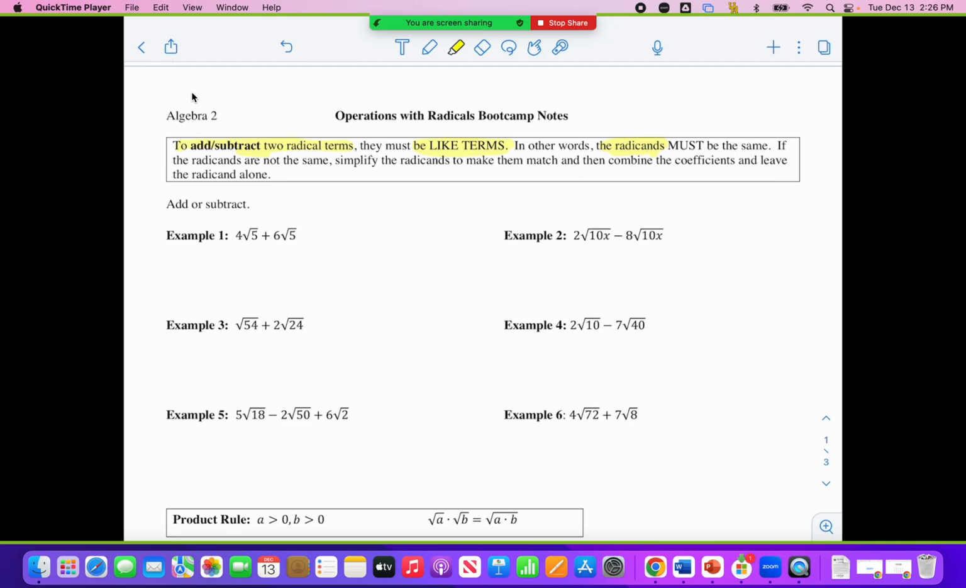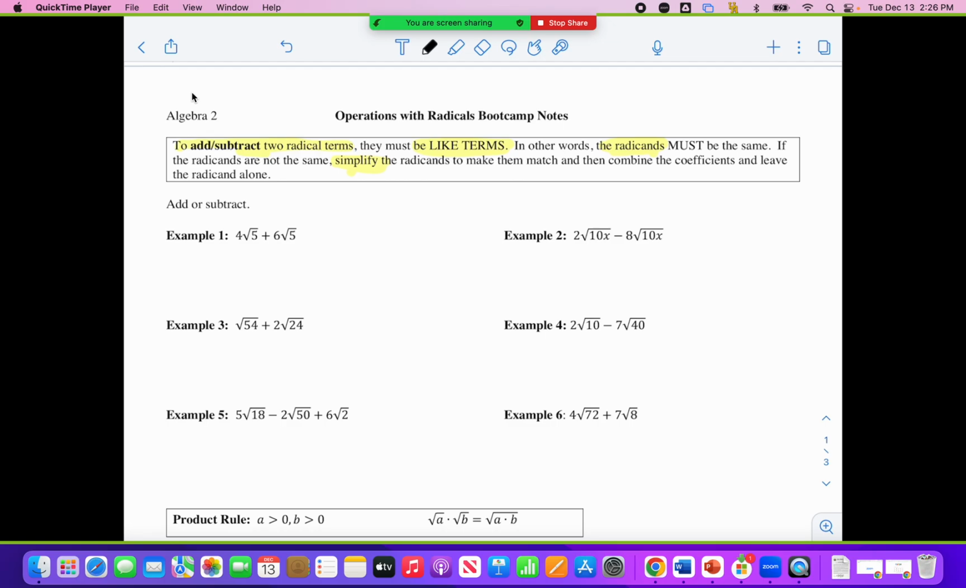If the radicands are not the same, see if you can simplify the radicand until they're the same. Then what you do is you treat them like a variable where you just add the like radicals. I think you're going to like this because it's fairly simple.